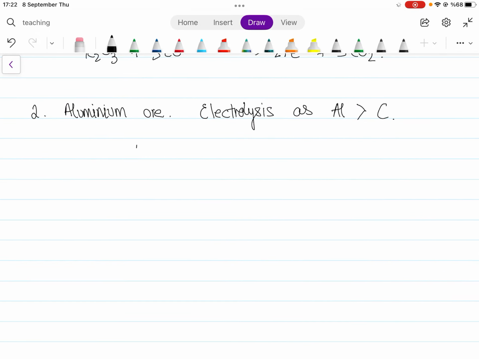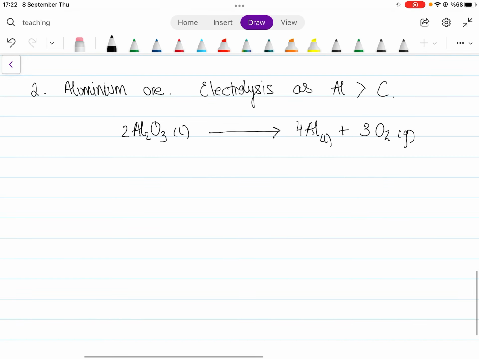Okay, I have a compound like aluminium oxide in liquid form and I perform electrolysis on it. You're going to study electrolysis in detail. Aluminium and oxygen are going to form. Right now all you need to focus on is what method you are going to use based on the reactivity series. Okay, lastly we're going to go for zinc blende.